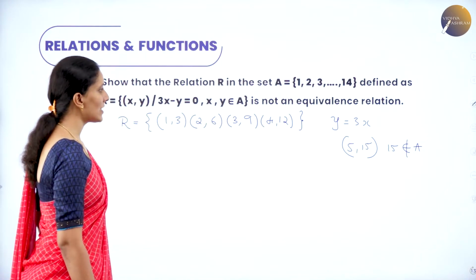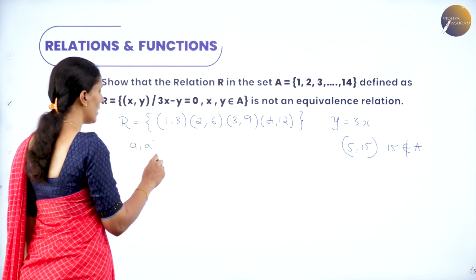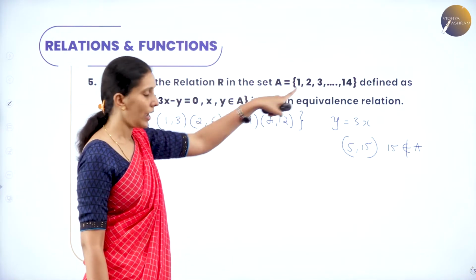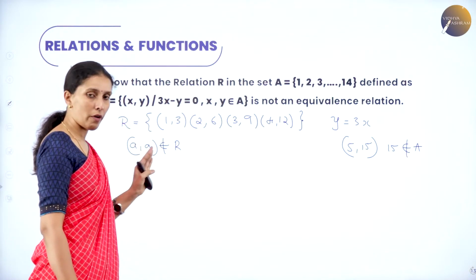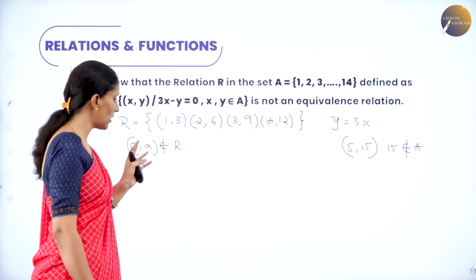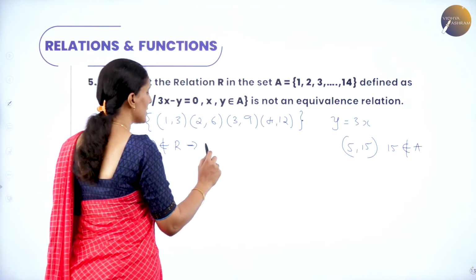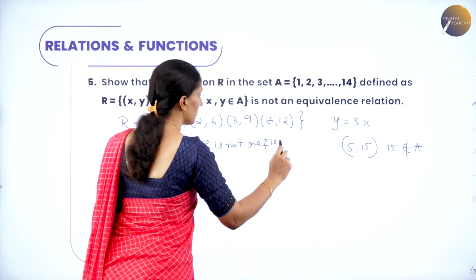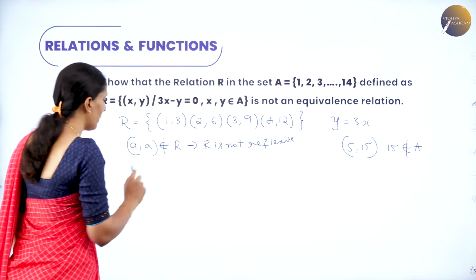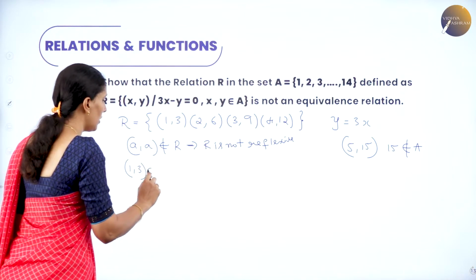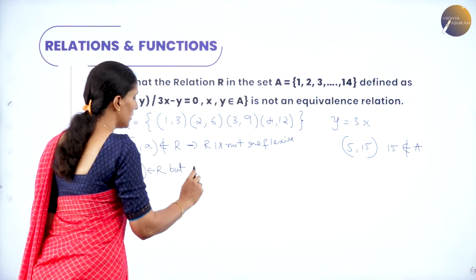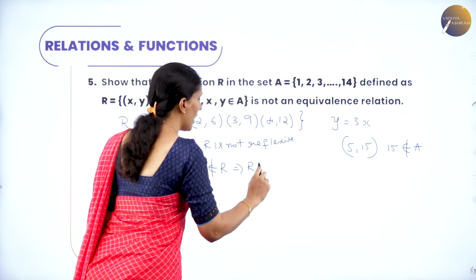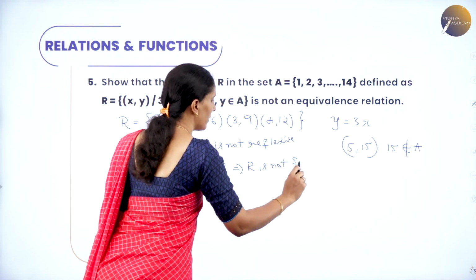Now, clearly you can see here, (a,a) does not belong to R. For any element inside the set A, you don't find any element in the form of (1,1), (2,2), (3,3), that is, in the form of (a,a). So, this implies R is not reflexive. Now take any element. We have (1,3) belongs to R, but (3,1) does not belong to R. So this implies R is not symmetric.